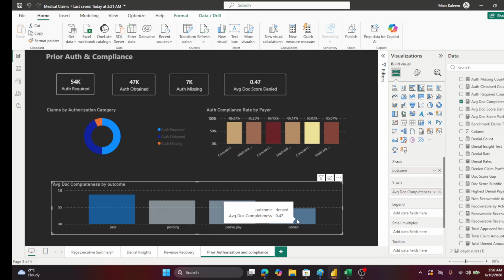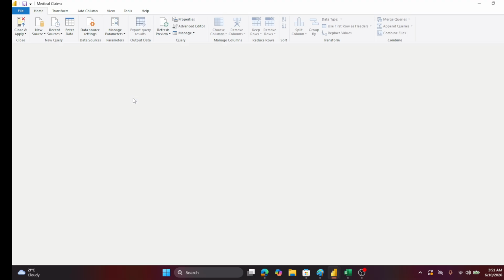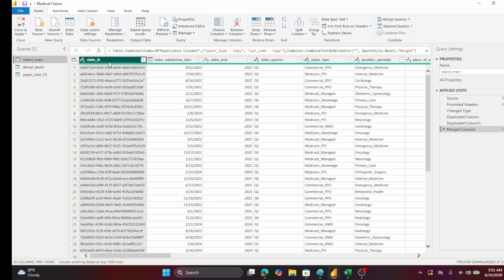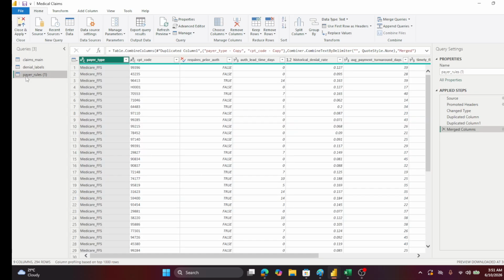So viewers, in the next session, when we complete this dashboard, we will go through all the mechanics behind these charts and all the measures we have created. And let's quickly go through the data. This is the main table: claim ID, then its denial labels, and then the payer underscore rules.